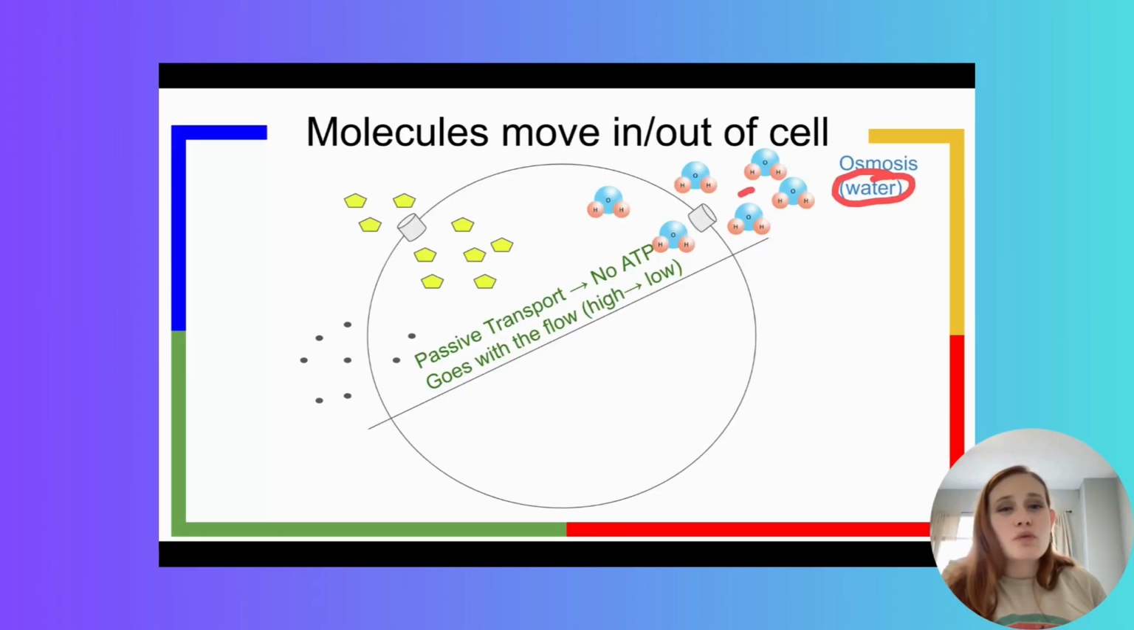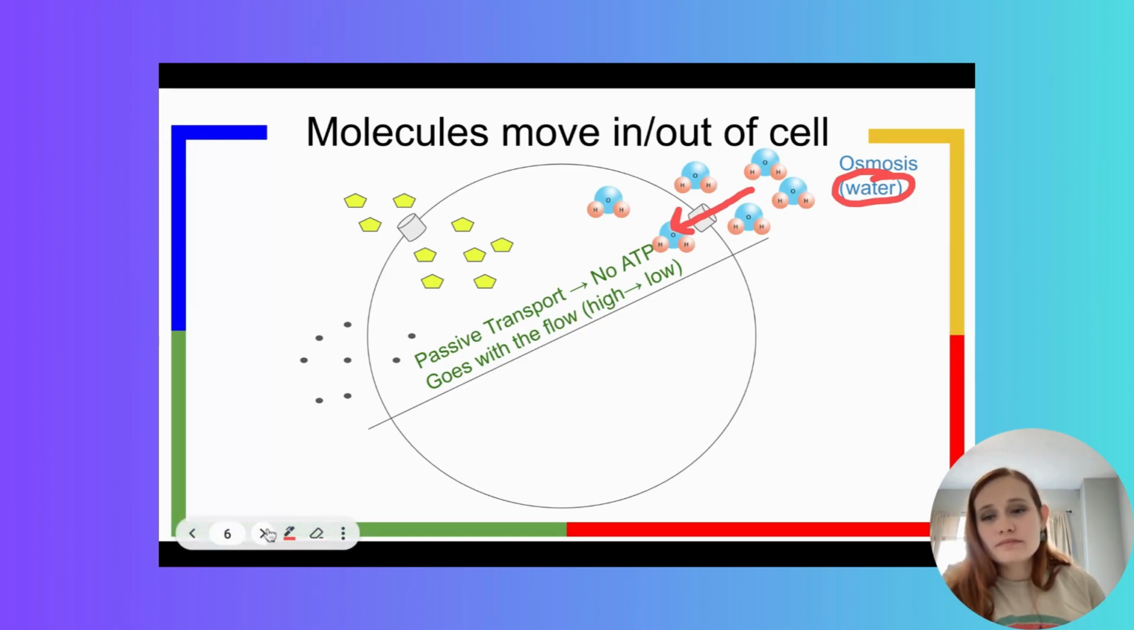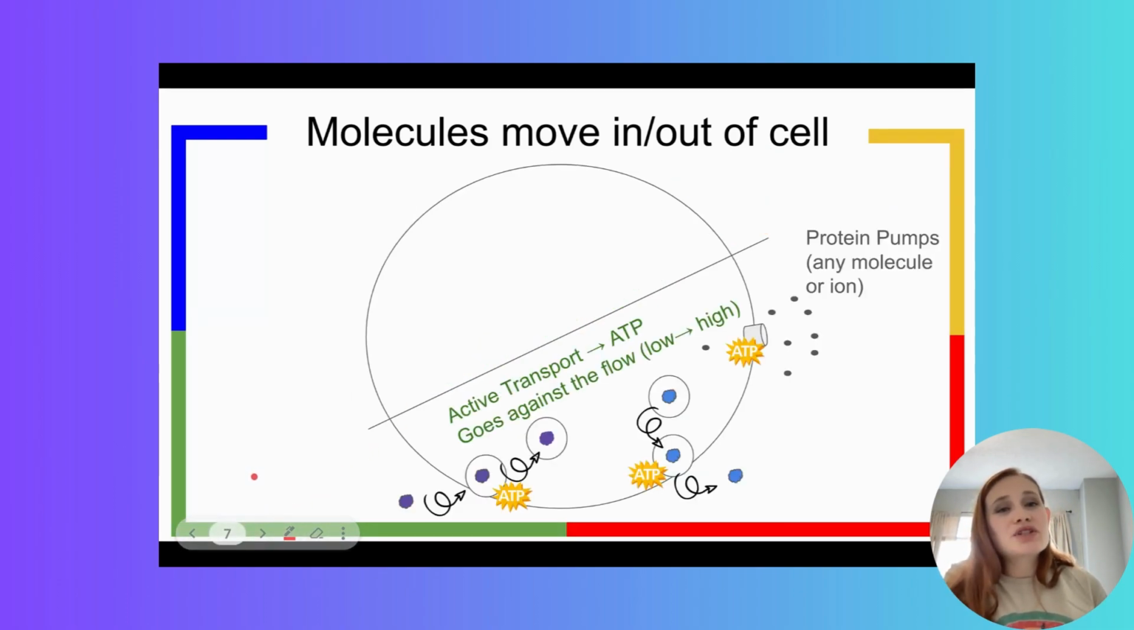So that means our water is going to flow into the cell until equilibrium is reached, and you have 3 and 3. This is going to bring us to active transport. So active transport, as the name implies, is active, which means we do need energy or ATP in order for this to work.